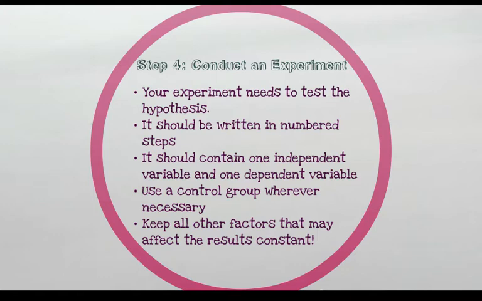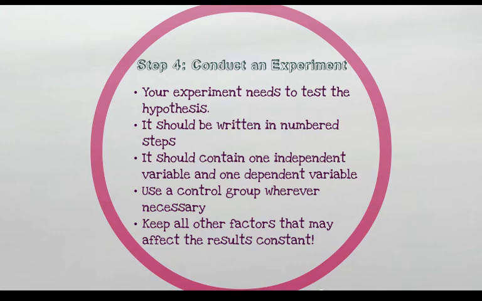It should contain one independent variable and one dependent variable. Independent variable is the part that's controlled by the experimenter. You, as the experimenter, control the independent variable. The dependent variable changes based on what you do to the independent variable.